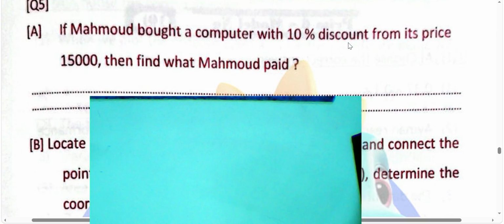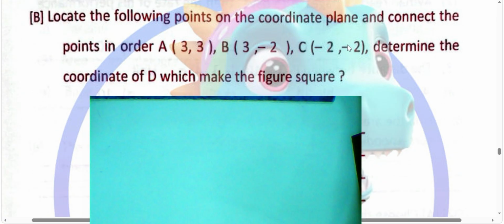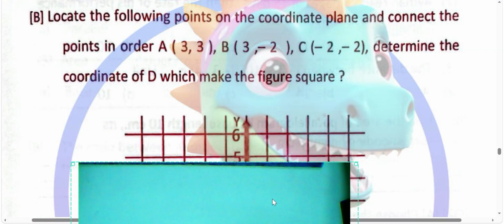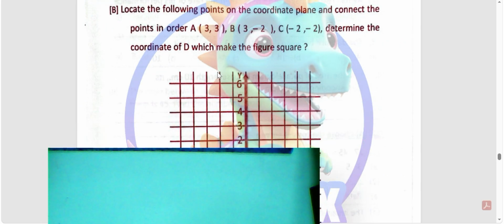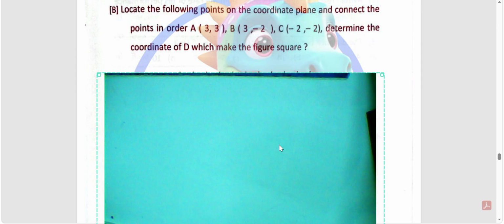Next question. Locate the following points on the coordinate plane: A, B, and C, and then determine the coordinates of D which make the figure a square.